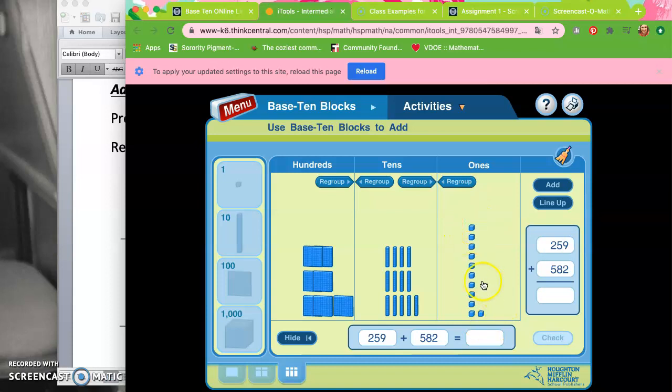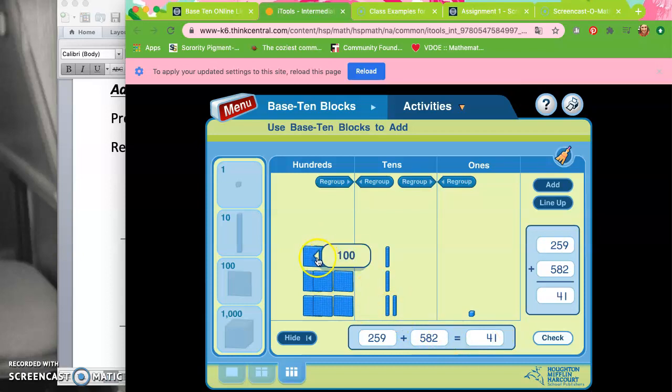So looking at this, the ones are definitely more than 10. So we're going to regroup that and send it over to our neighbor. And then we're left with one little guy all by himself in the ones place. And then we go over to our tens, count them up. We have 1, 2, 3, 4, 5, 6, 7, 8, 9, 10, 11, 12, 13, 14. We have 14 tens. So that's too many. They're not all going to fit. So we're going to regroup and send 10 sticks next door. And that leaves us with 4 sticks. So we have 4 tens.